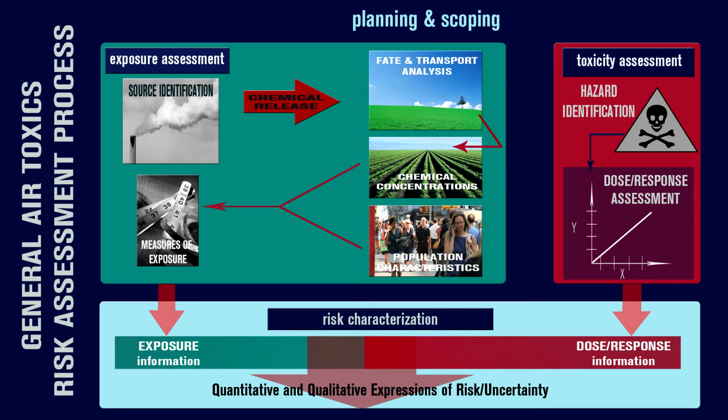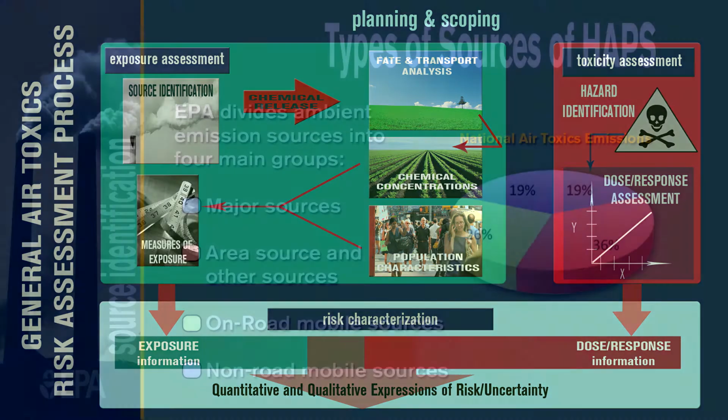So in my mind, this is the most important block because we have to have good data coming into the risk assessment process. The risk assessment results, or the characterization results, are going to only be as good as the data that we feed into the model. So it's very important that the source identification information is accurate and correct.